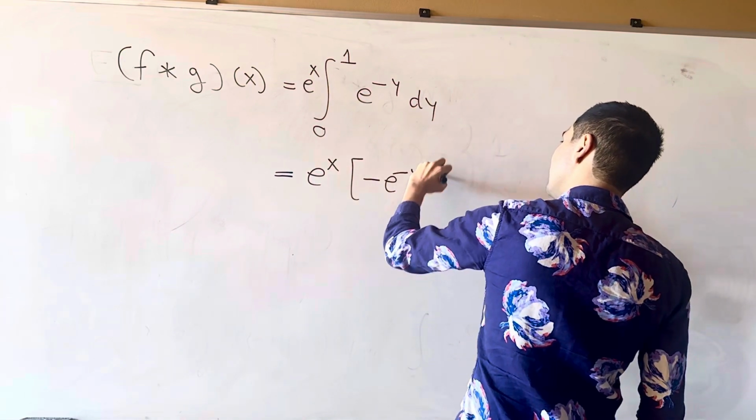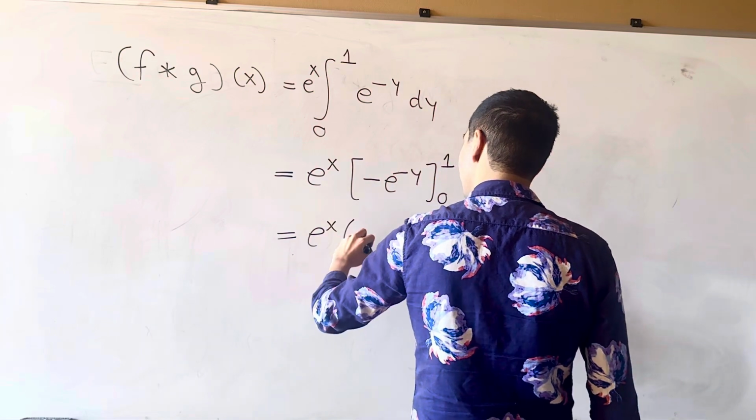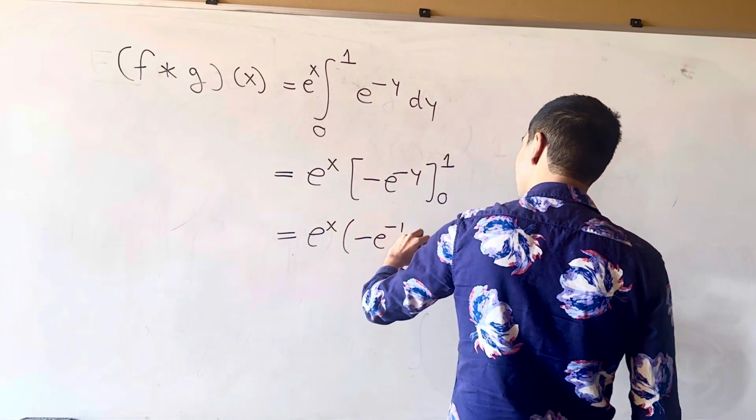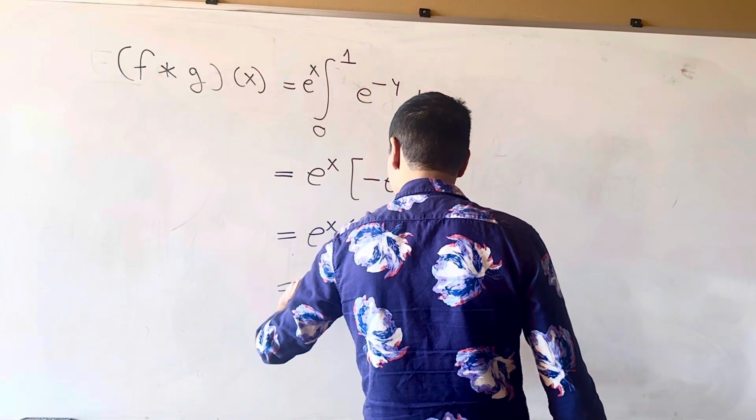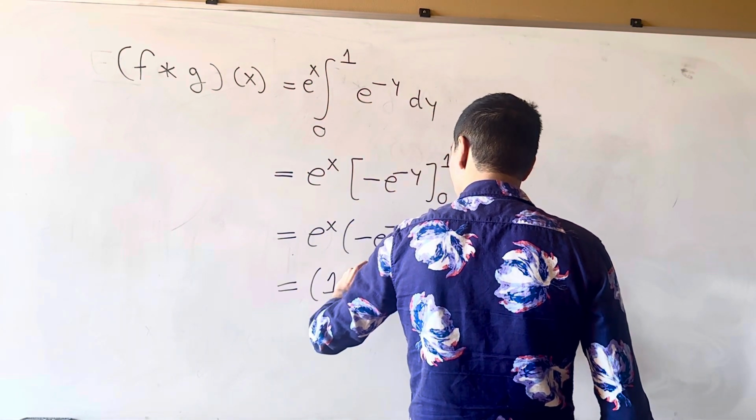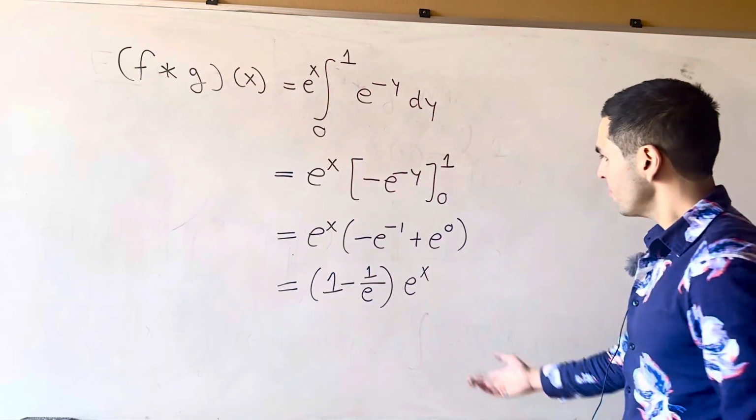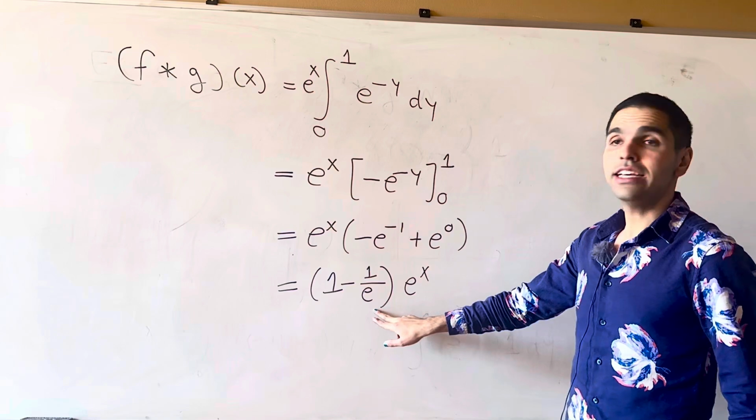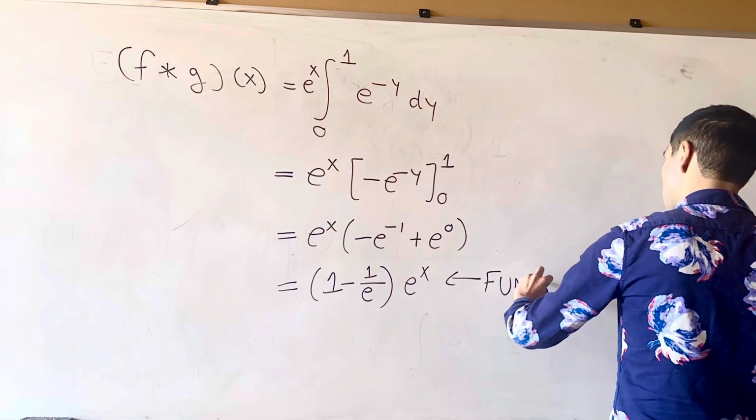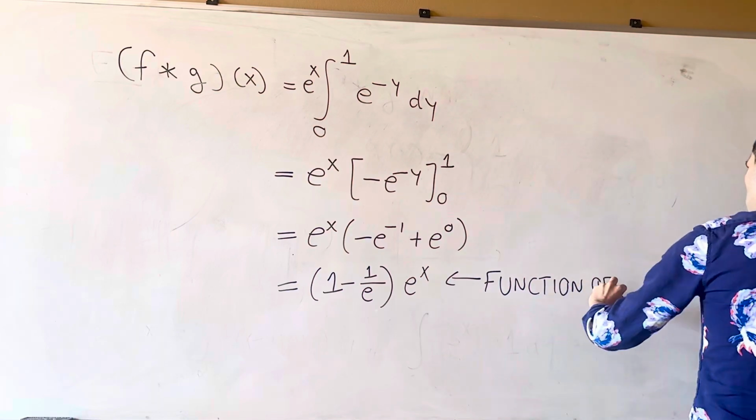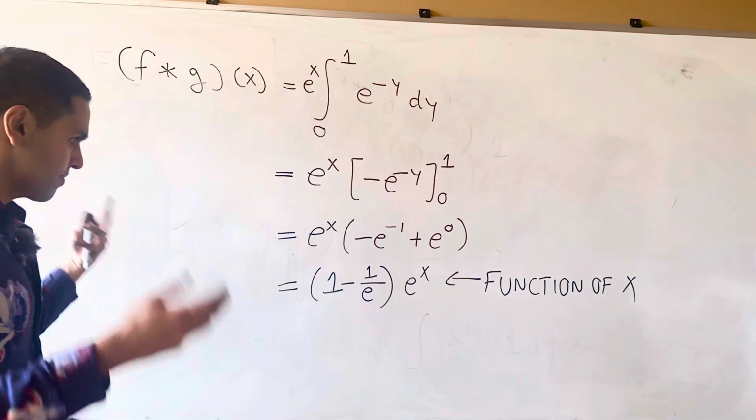Then you can evaluate this. So I think you have minus e to the minus y from 0 to 1, so e to the x times minus e to the minus 1 plus e to the 0. And so in the end, you get 1 minus 1 over e, if you wish, times e to the x. And you see, the whole point is, in the end, you do end up getting a function of x, because the y gets integrated out.